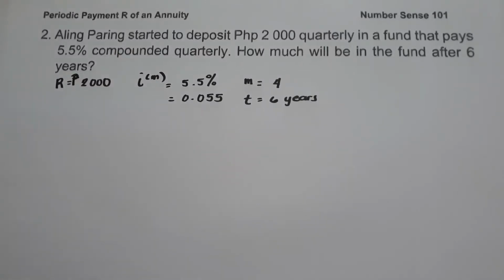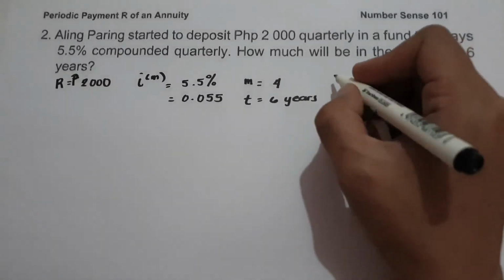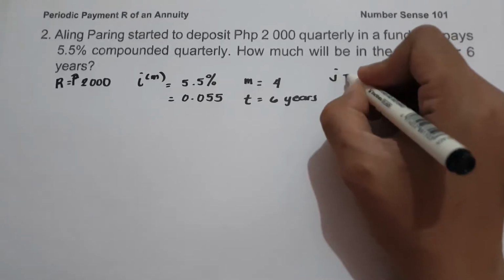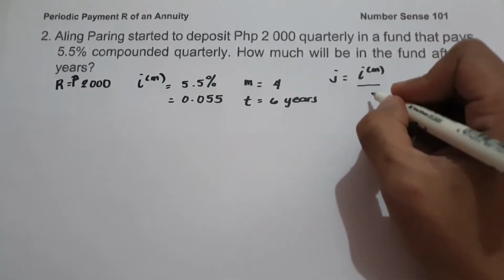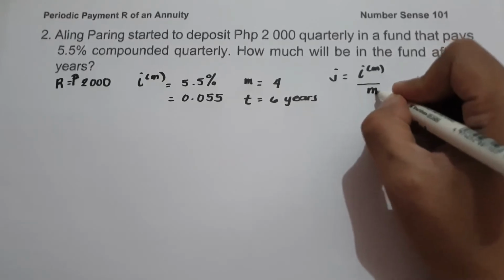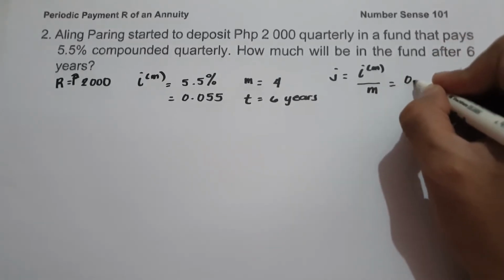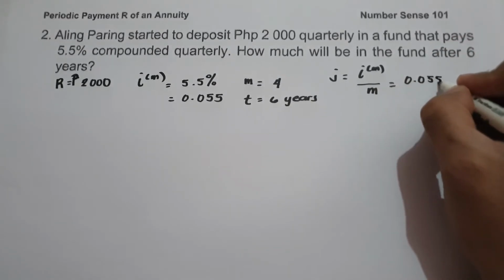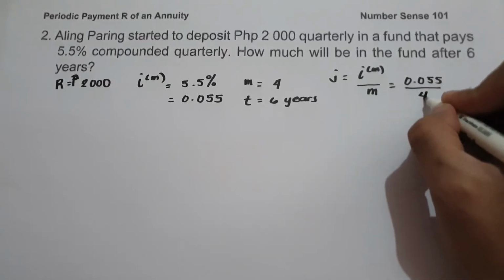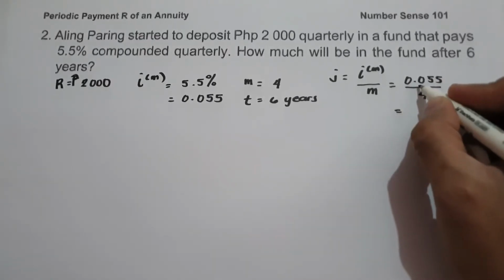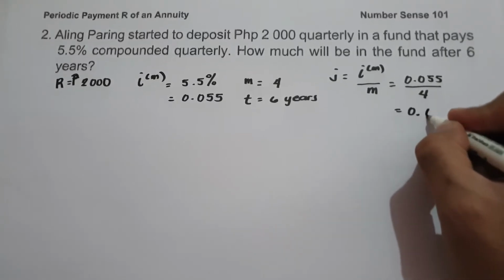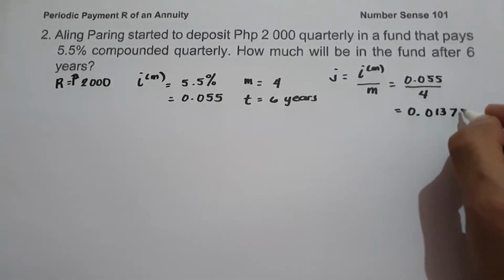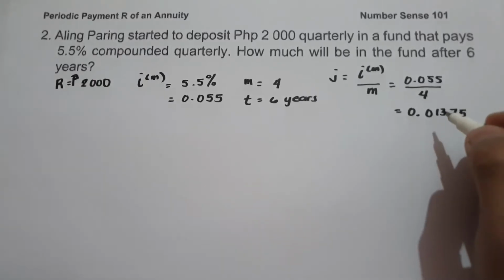And to find the interest rate per period, we are going to use the formula J equals the annual rate divided by the number of conversion period in a year, that is M. So let us have 0.055 divided by M, that is 4. 0.055 divided by 4, that is 0.01375. So this will be the value of J.